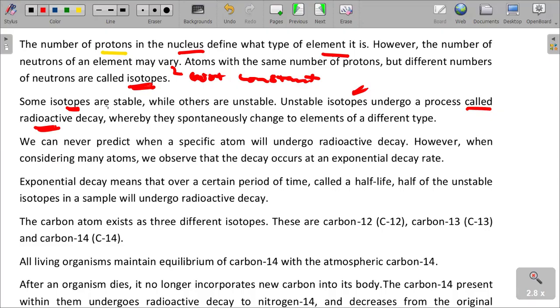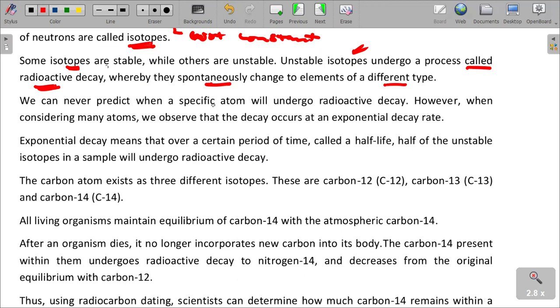Unstable ones undergo radioactive decay, whereby they spontaneously change to elements of a different type. We are saying they randomly change to elements of a different type. So we can never predict when a specific atom will undergo radioactive decay. However, when considering atoms, we can observe that decay occurs at a spontaneous decay rate. Exponential decay means that at a certain period of time called a half-life, half of the unstable isotopes in a sample will undergo radioactive decay.